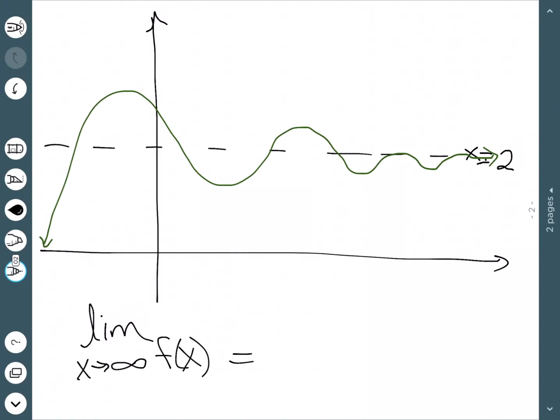Here we have a graph of a function, and we want to know what happens as x approaches infinity. So we're trying to see what's going to happen as we keep going. This dotted line I have drawn here is y equal to 2, and you can see this graph is getting closer and closer and closer to the dotted line. So we're going to say the limit of this graph is 2.